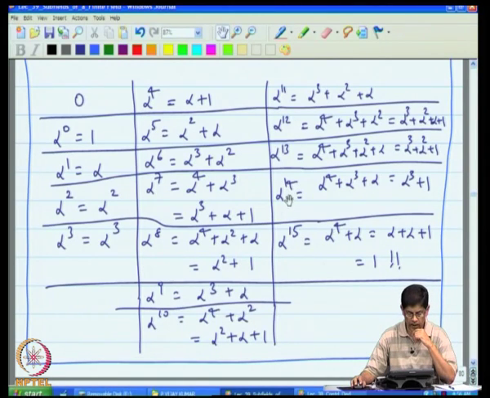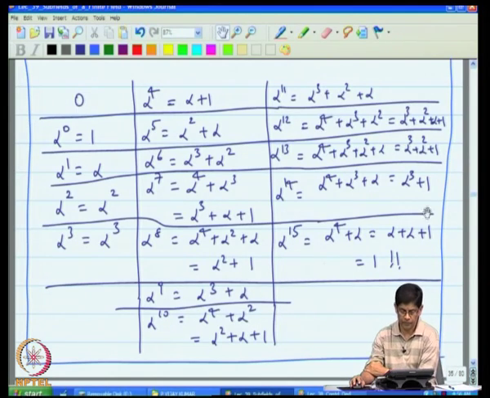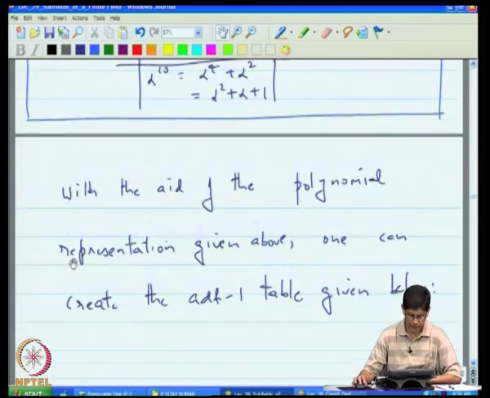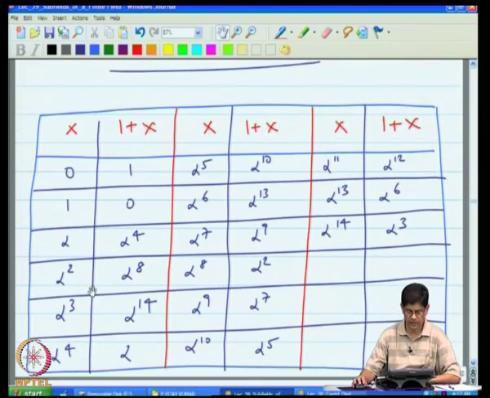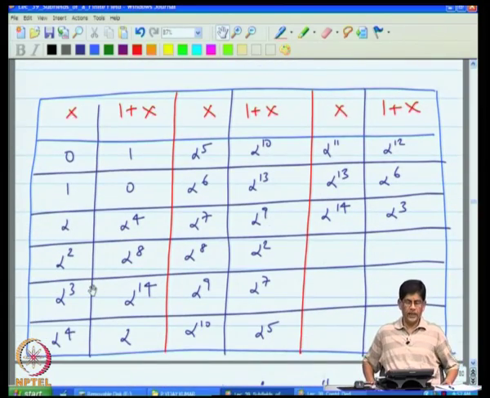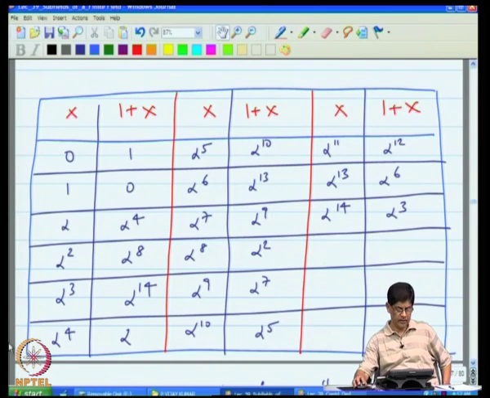Similarly, if you add 1 to alpha 14, well, alpha 14 itself is alpha cube plus 1. So, alpha cube plus 1, you want to add 1 to it, then that will get you back to alpha cubed. Okay. So, in this way, with the aid of that other table, you can set up this table over here. This is called the add-1 table of the finite field, and it tells you, for instance, that if you take alpha squared and add 1 to it, you will get alpha to the 8. Of course, the converse is also true.